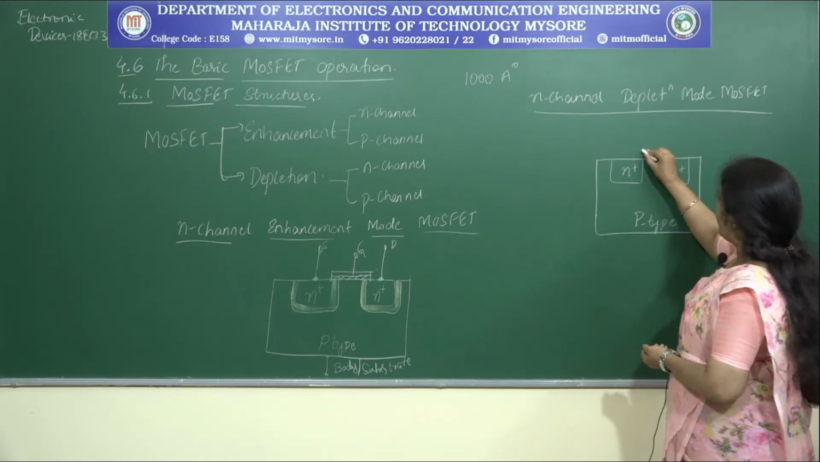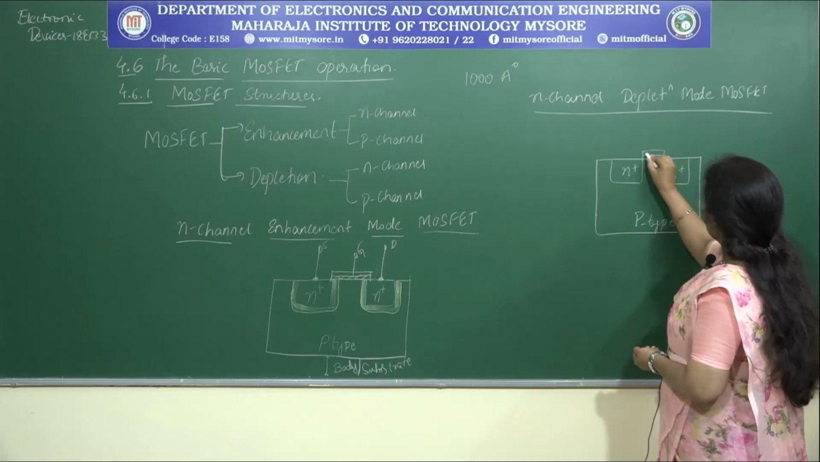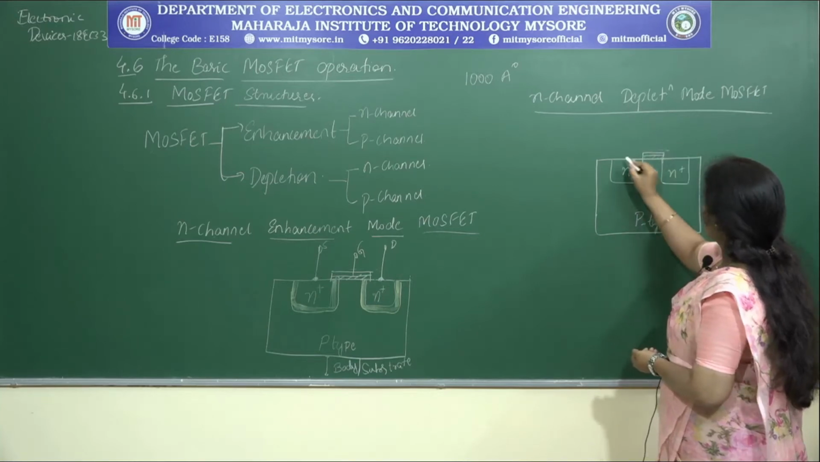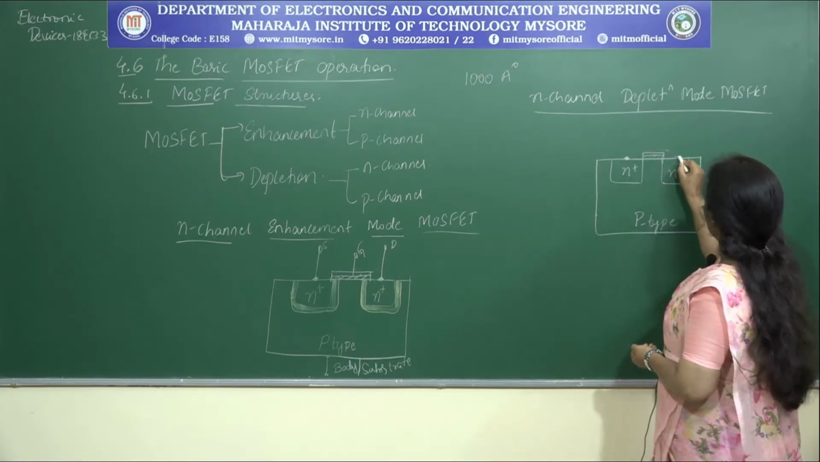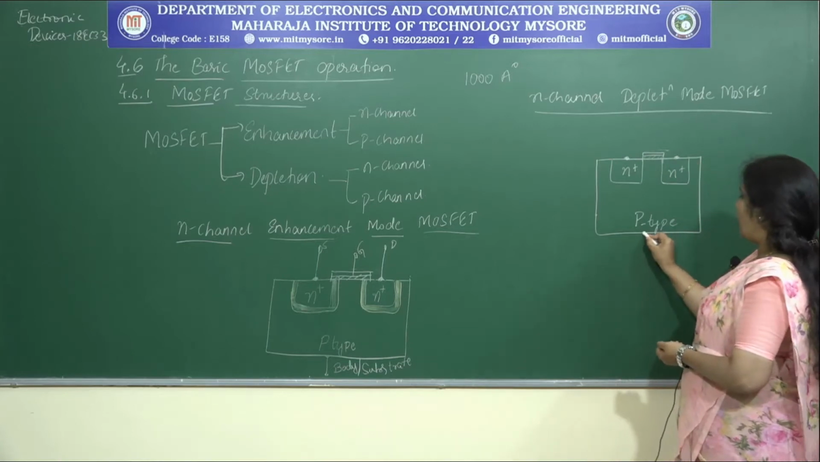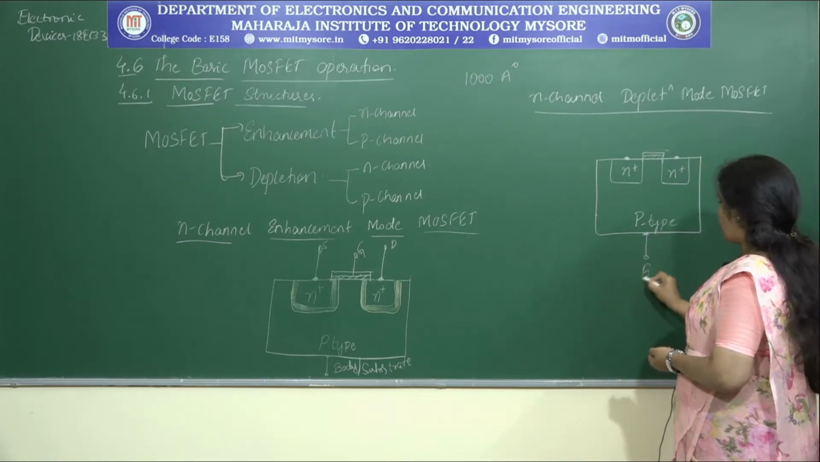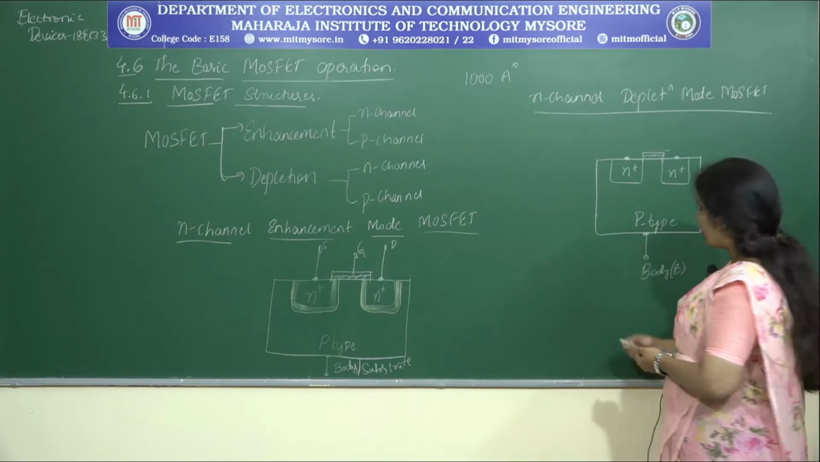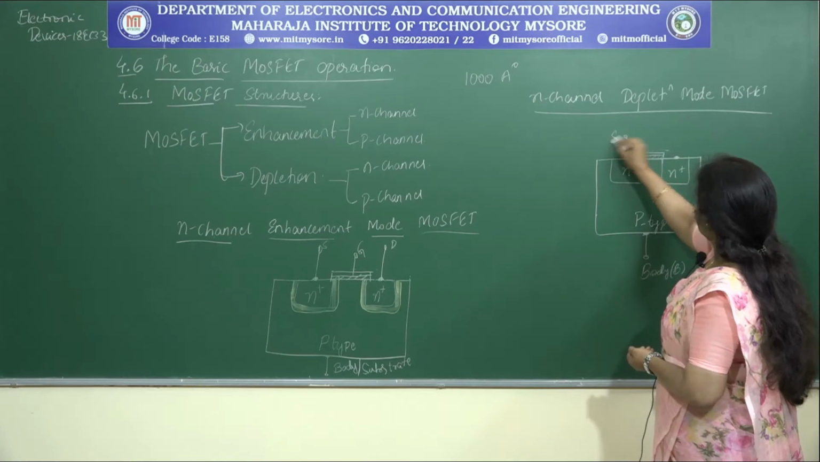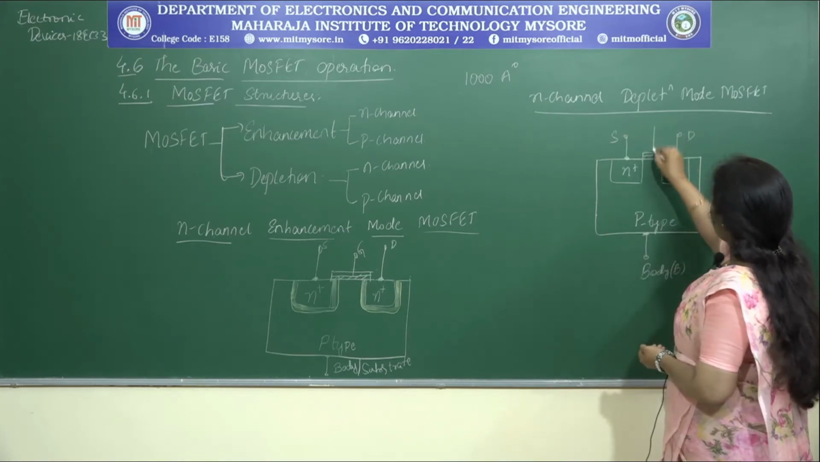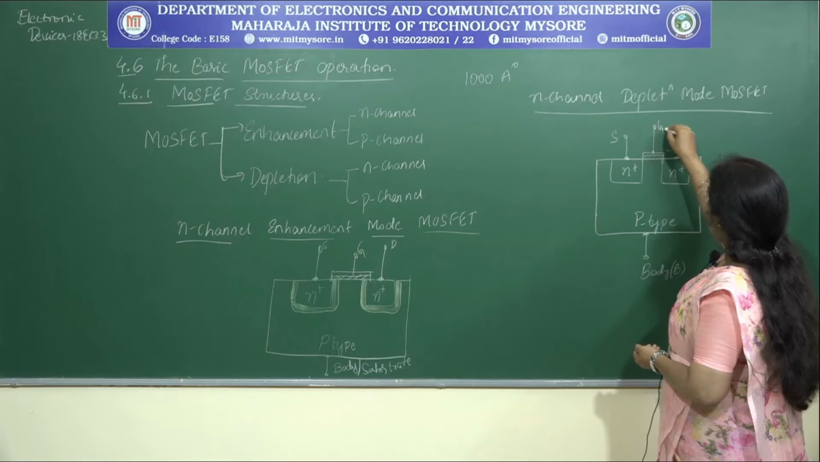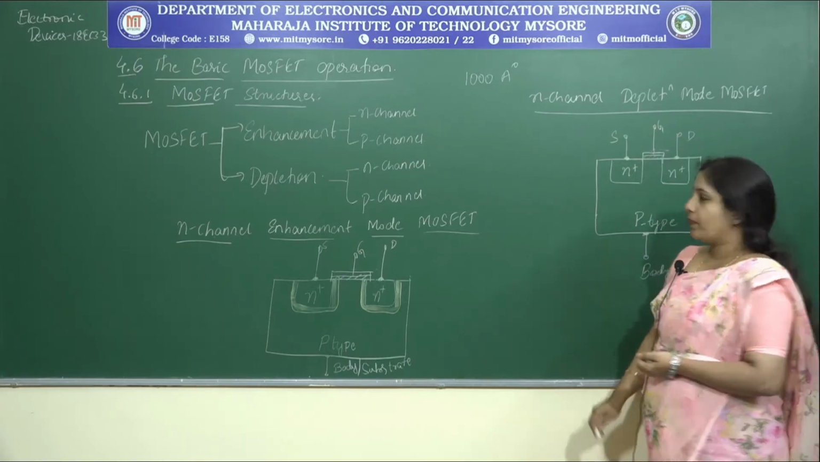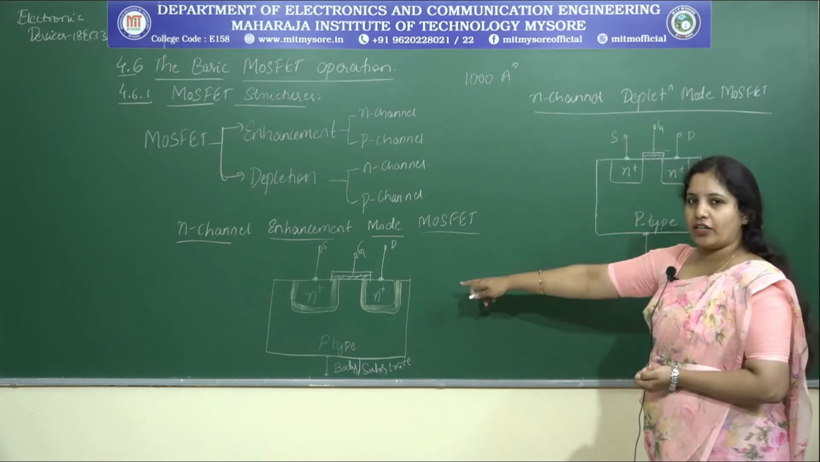After this, what is the next thing that we have? Here it's an oxide layer followed by a metal layer. Here we have an ohmic contact, again here we have an ohmic contact, here also we have an ohmic contact. What is this? Body, or in short form we can represent it as B, or substrate, and this is the source terminal, this is the drain terminal, and this is where the gate terminal comes into the picture.